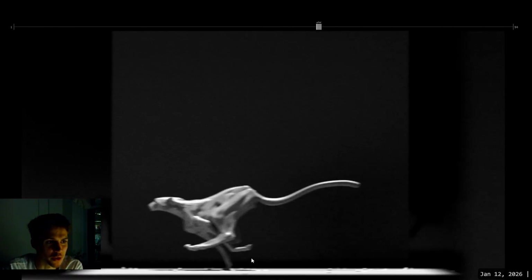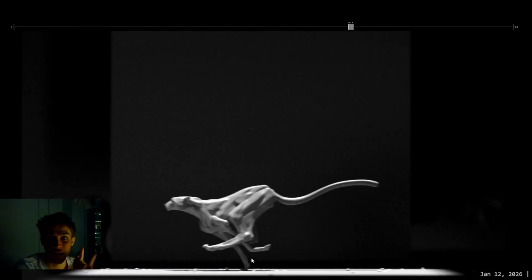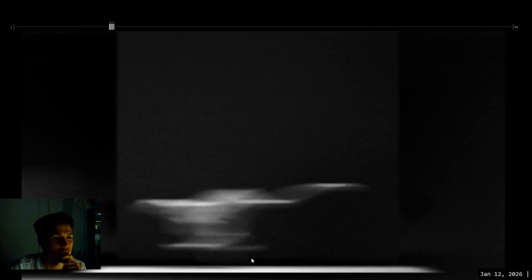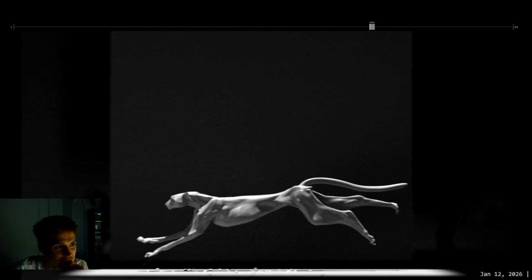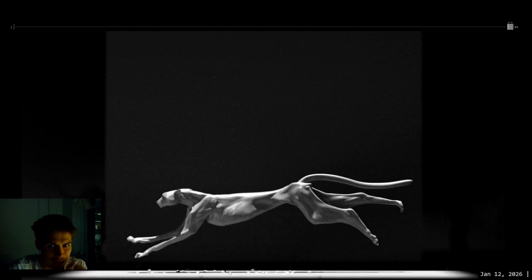So the idea was pretty simple. I wanted to make 3 sculptures of a cheetah and line them up one after the other in a cycle so that it creates this idea of a cheetah running. This ended up getting pretty tricky.